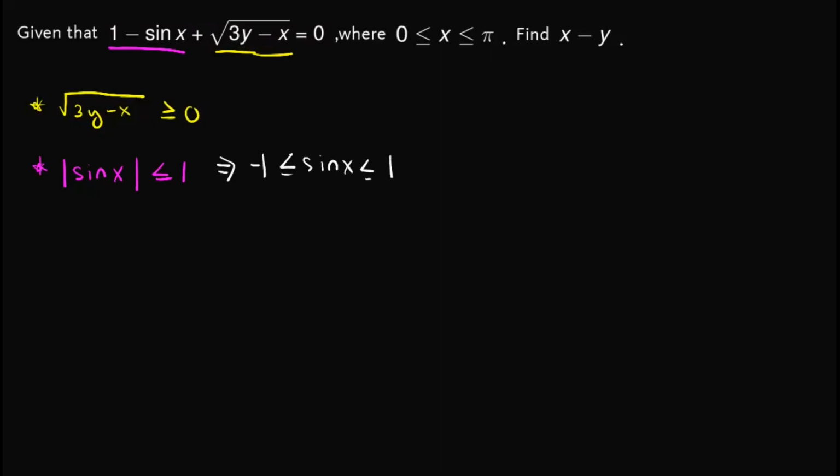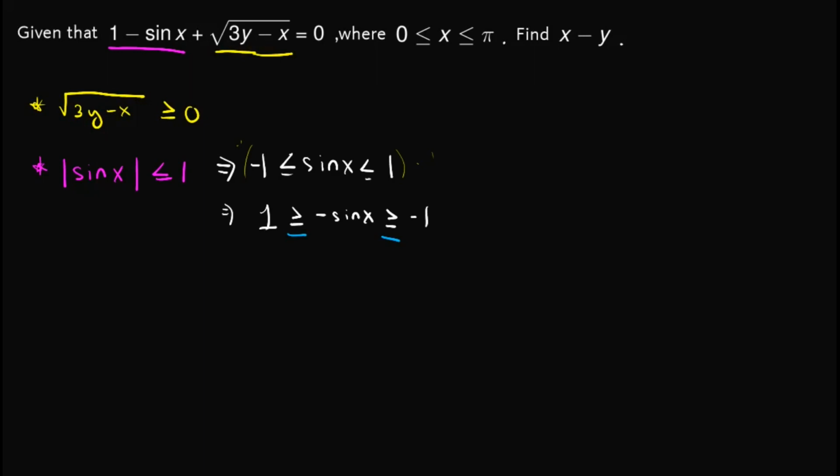Now, converting this to negative, so multiplying negative 1 on both sides, we will have 1 is greater than or equal to negative sine x, greater than or equal to -1. So basically, the inequality reversed out here, since that is how multiplying by negatives in an inequality works.